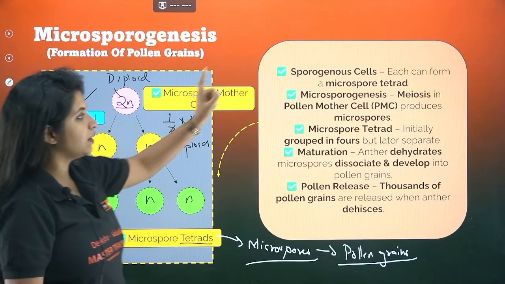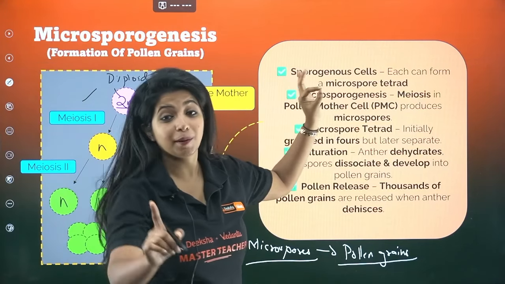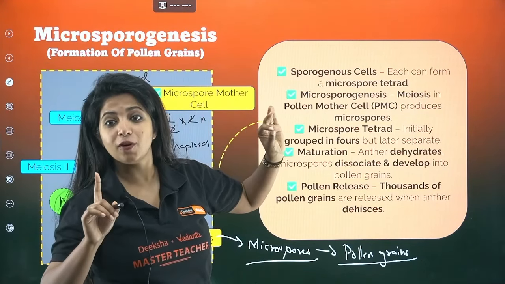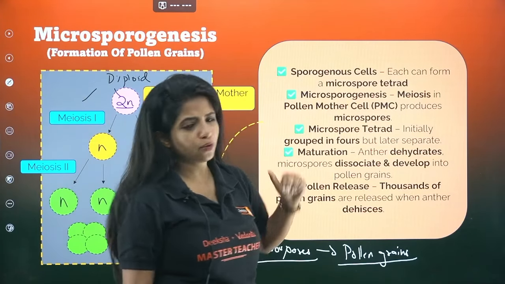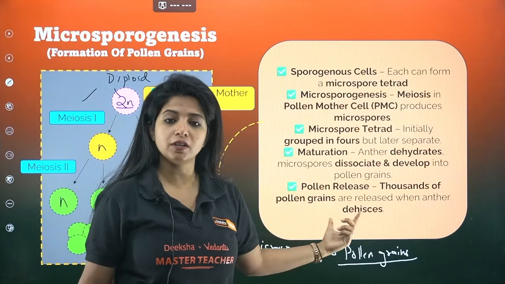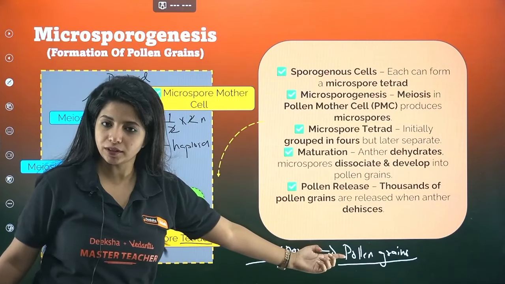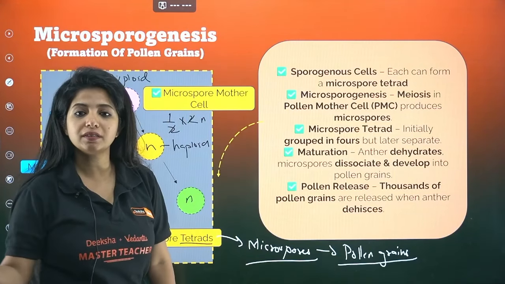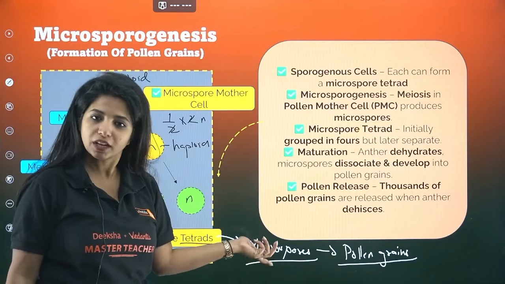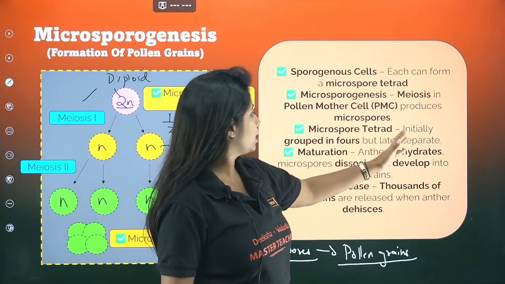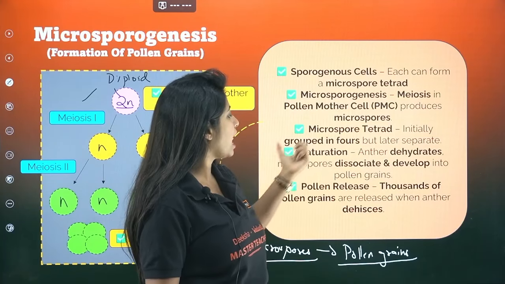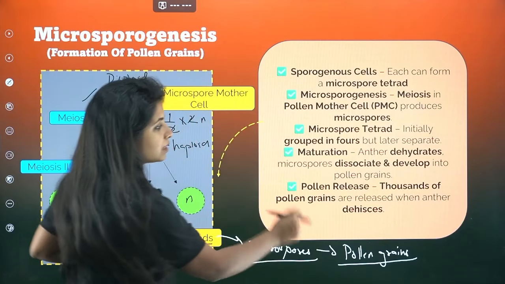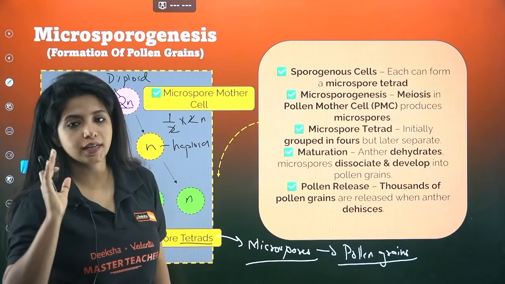So first of all, we have sporogenous tissue. Each cell can form a microspore tetrad. Microsporogenesis is meiosis in the pollen mother cell. You call it pollen mother cell because at the end you get the pollen grains. You also call it microspore mother cell because before that you get the microspores. The microspore tetrad is initially grouped in 4, but later they separate. Maturation: the anther dehydrates, and microspores dissociate and develop into the pollen grains.